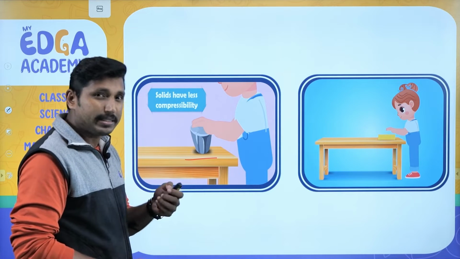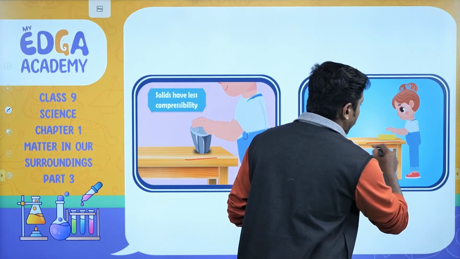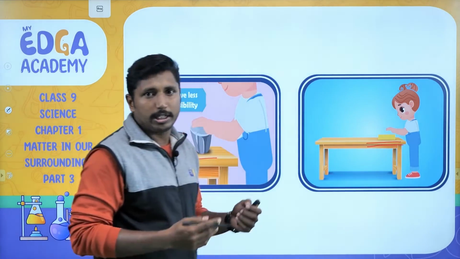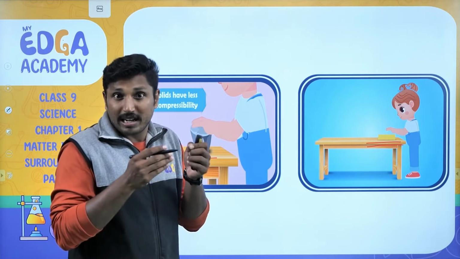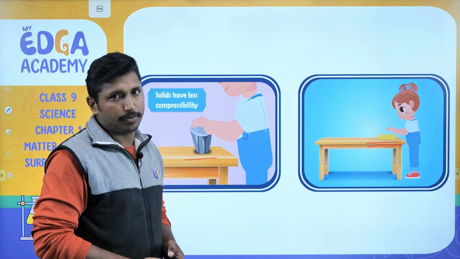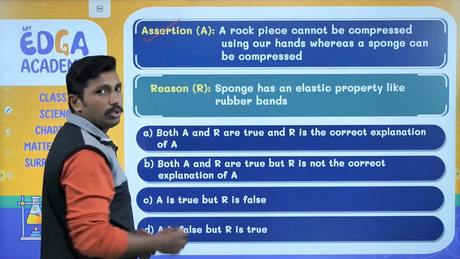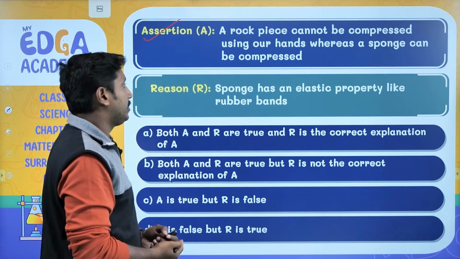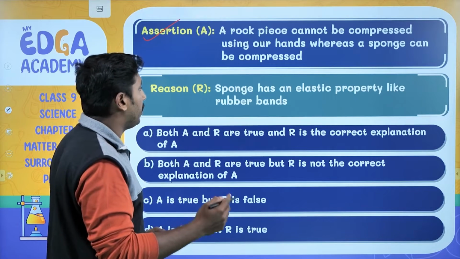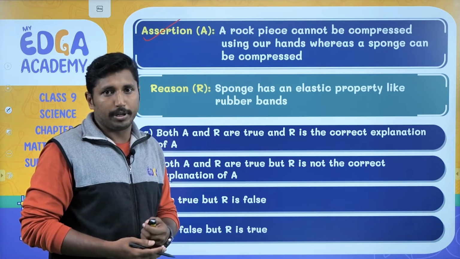Because rock has less compressibility. But sponge, being a solid, has a lot of vacant space in between its physical structure. That means she can easily compress the sponge. So, in our question, our assertion is true. But the reason tells us that sponge has an elastic property like rubber bands. Every material has its own elastic properties.